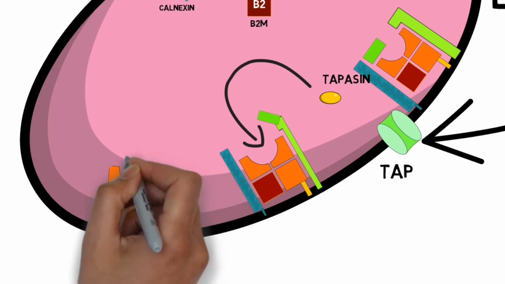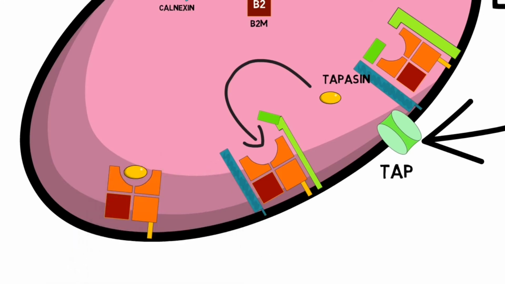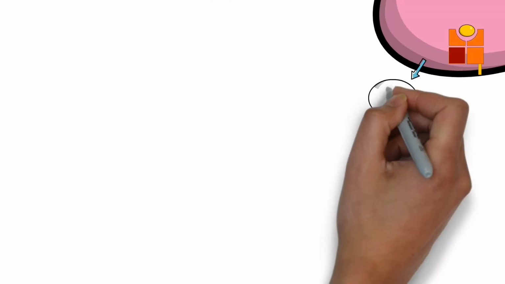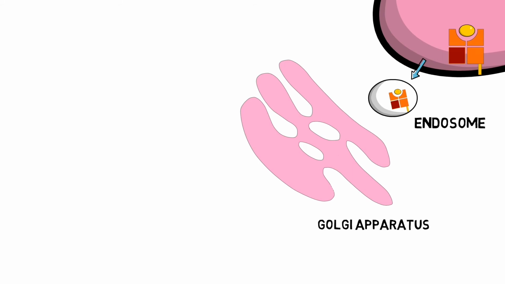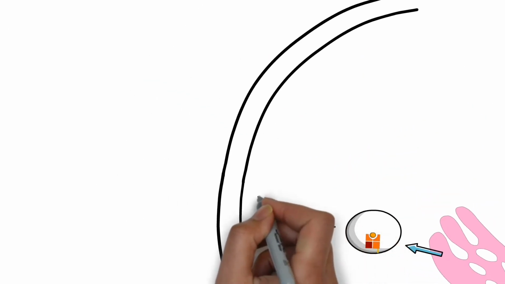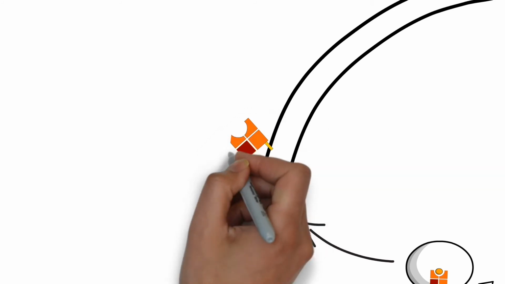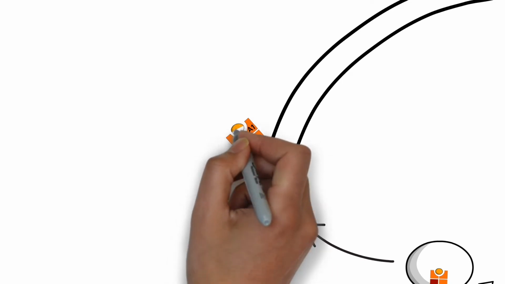After this binding, the MHC class 1 together with the antigenic peptide leaves the endoplasmic reticulum within an endosome, and it will go through the Golgi apparatus by a normal exocytosis process. Then from the Golgi apparatus, in an endosome, the MHC class 1 together with the antigenic peptide will be presented on its cell surface. So this cell which is affected by the pathogen will express its MHC class 1 with a small fragment of the bacteria on its cell surface.